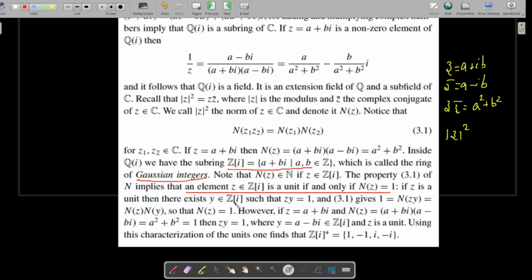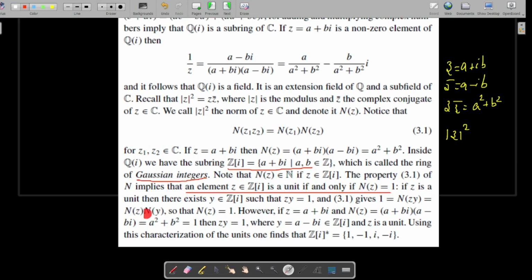So there exists a y belonging to Z[i] such that z·y is equal to 1. That is the definition of a unit. And z·y equal to 1 means that 1 is equal to N(zy), that is, the norm of 1 is 1 itself. We are taking the norm on both sides of this equation. So the norm of 1 is equal to the norm of zy, and you know the result, the norm of zy is equal to the norm of z into the norm of y.